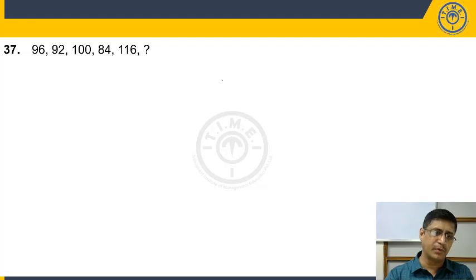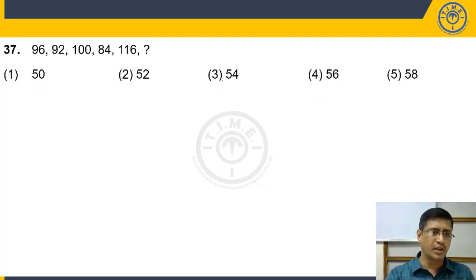Now look at the next example. Same thing here. Again we need to find out the missing value here. So what is the missing value? Now what is the relationship here? How are these related? The numbers, consecutive numbers. Just look at this one.